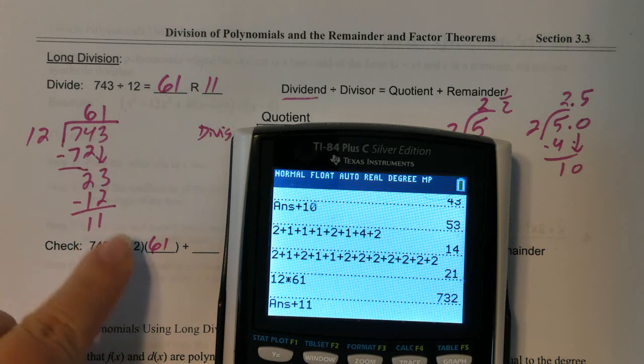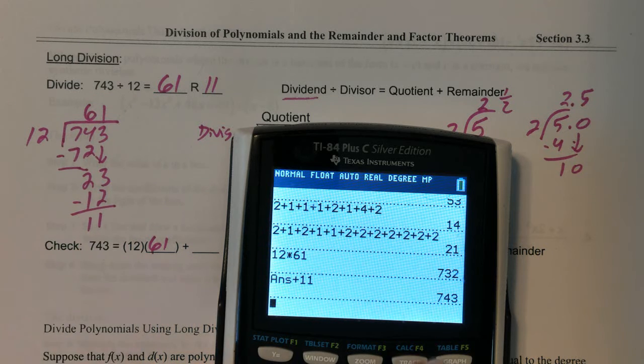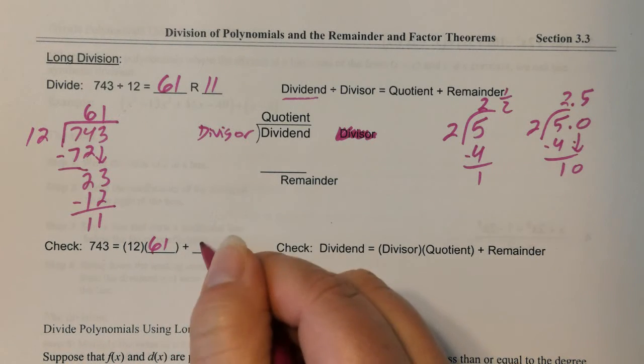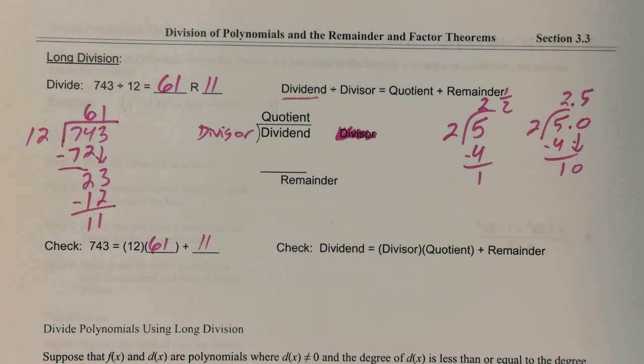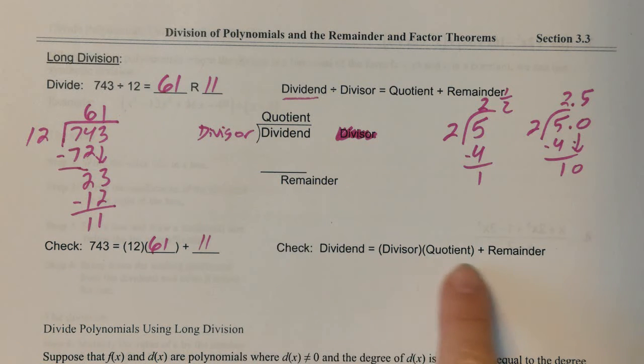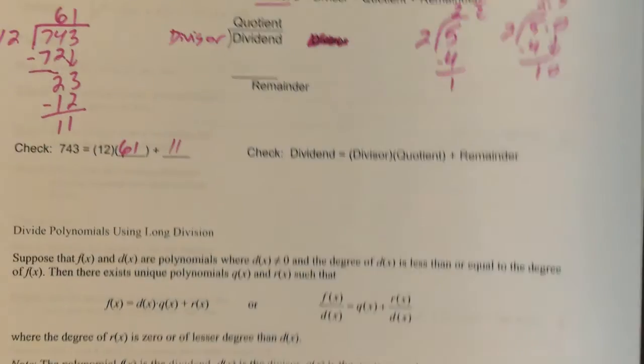That means we needed that 11 more, that 11 remainder, to get back to our original 743. So 743 is 12 times 61 plus that remainder of 11. Okay? So they're just saying, hey, if you want to check, multiply your divisor and your quotient and then you may have to add on any remainder to get back to your original amount.